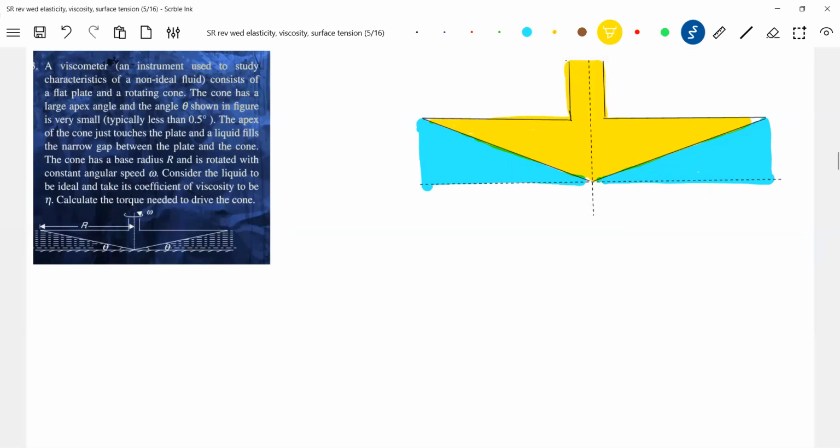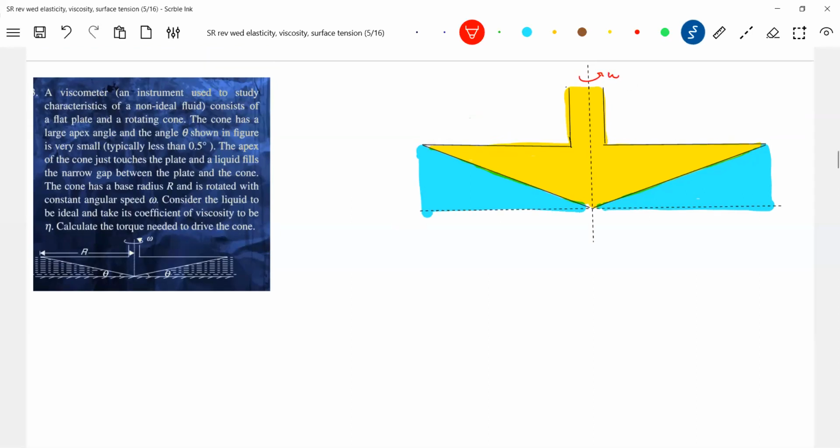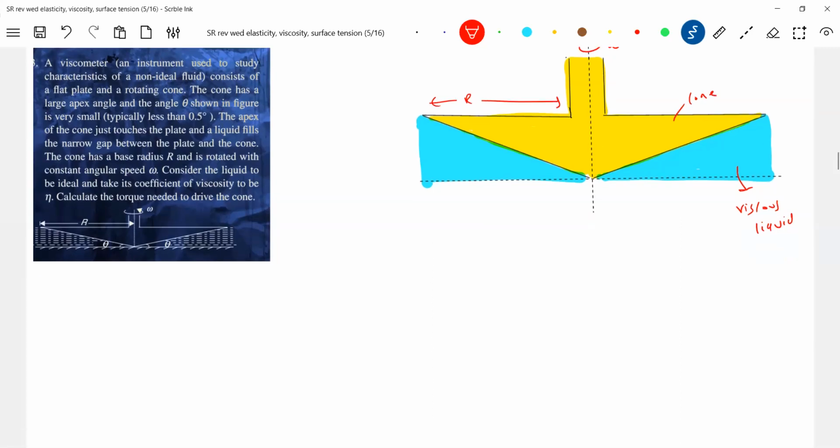So can we write directly a formula on the total cone? No, not possible, so better go for a small element. Okay, I finished my diagram. So this is that omega, radius r, theta also given. Information: there's a viscous liquid, and this is that cone, typically less than 0.5 degrees settling.